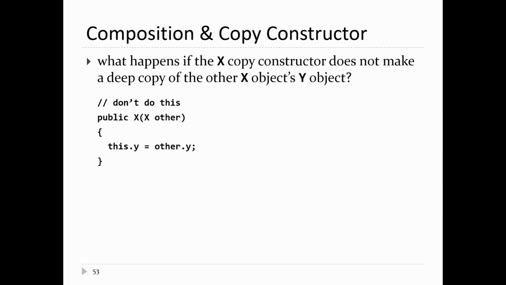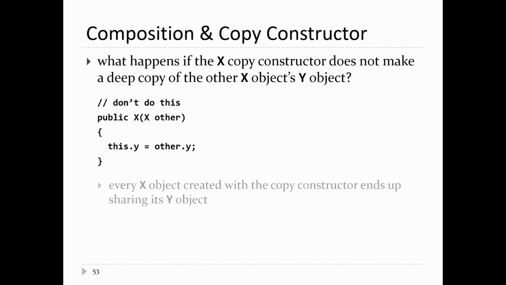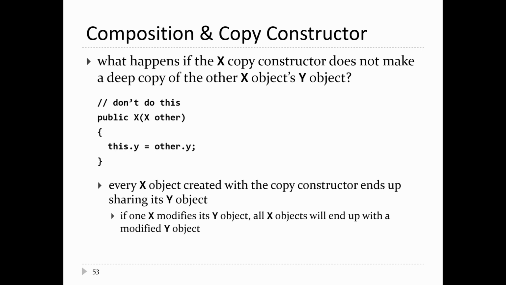So what happens if you write this dot y equals other dot y? Then you're now sharing. This object is now sharing its y object with the other x object. So that's shared ownership, which is not composition. If you use that copy constructor to make all of your x objects, every x object that's created ends up sharing its y object. In other words, if you make 10 objects with that copy constructor, there's only one y object kicking around. They don't own their own y object. That means if one of those x objects modifies its internal y object, all of the x objects end up with a modified y, which is probably not what you want to do.